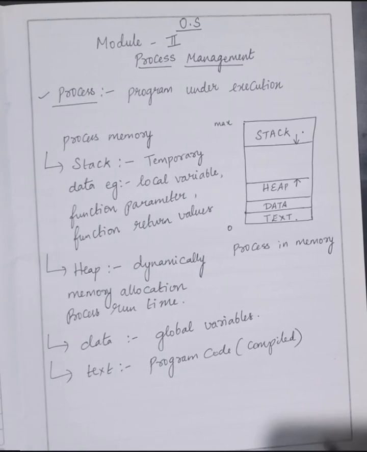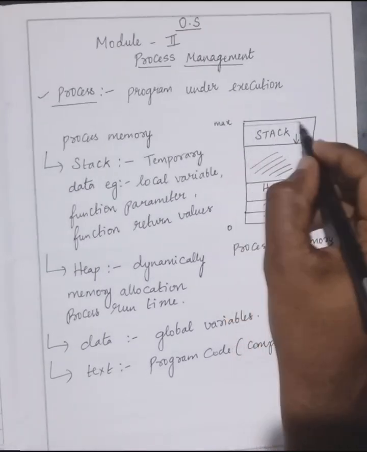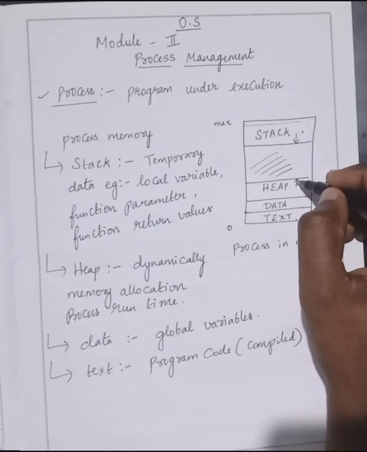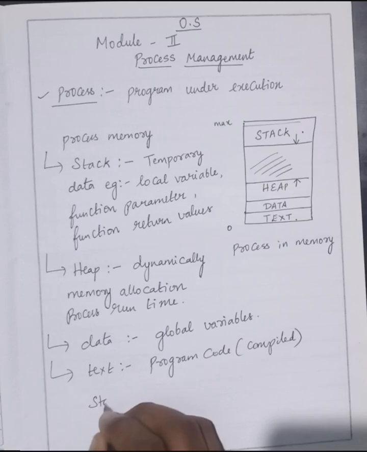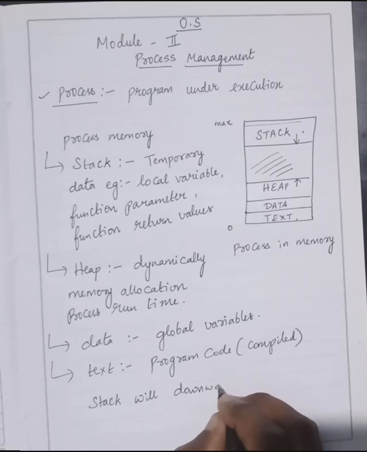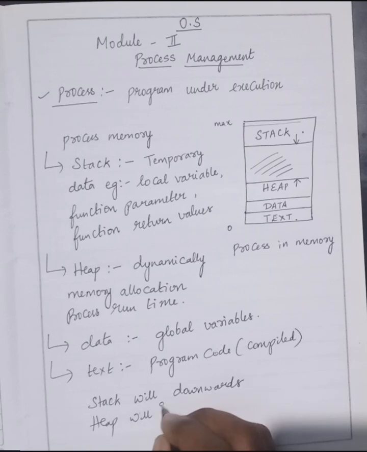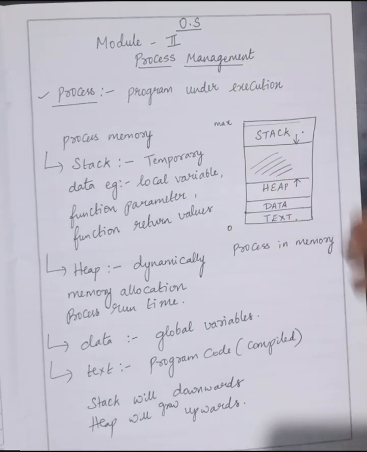In the middle you can see the free space. The stack is allocated from the top and grows in the opposite direction, and the heap goes in the opposite direction. Getting it? So the stack will always grow downwards, and the heap will grow upwards. So this is the process memory.